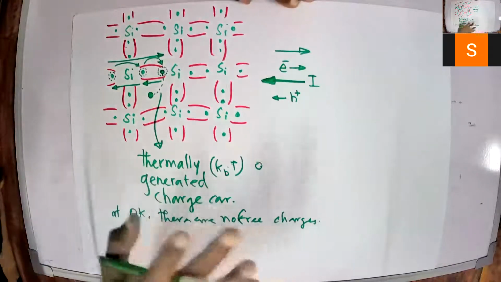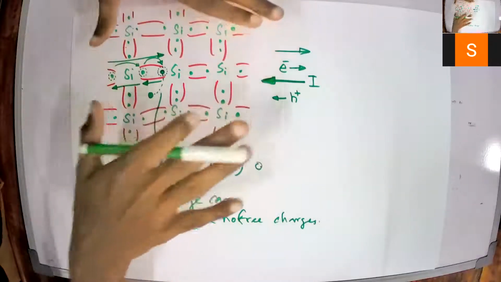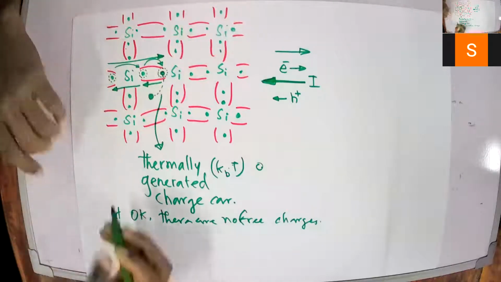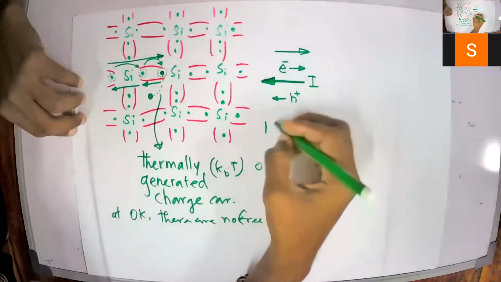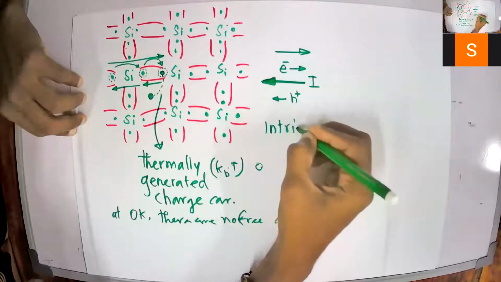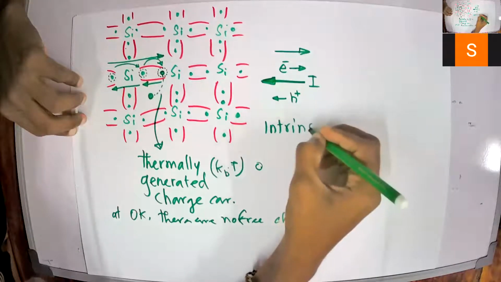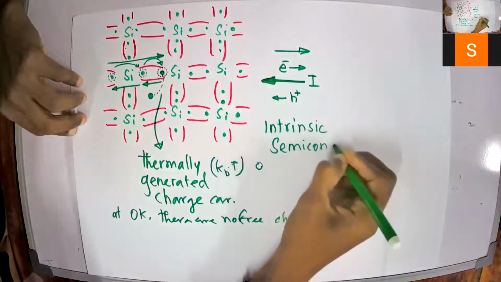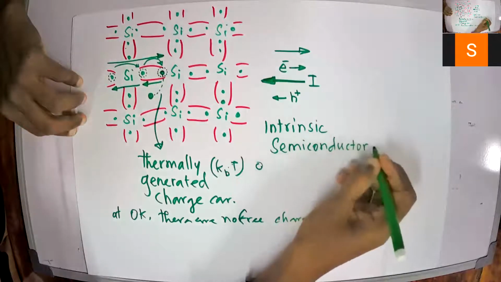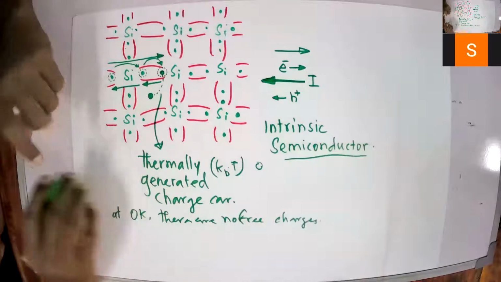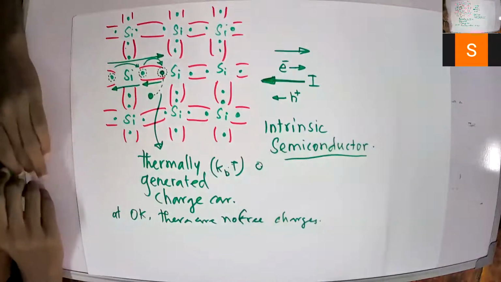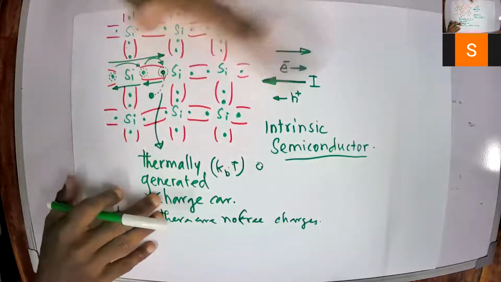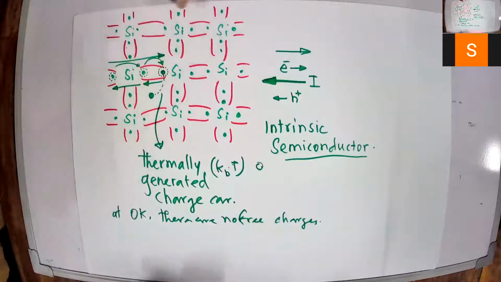So what is the problem here? We have pure silicon, which is an insulator at 0 Kelvin, hence we call it an intrinsic semiconductor, the purest form of silicon or germanium crystal, without any impurities.